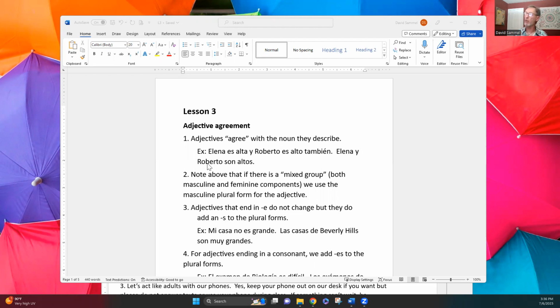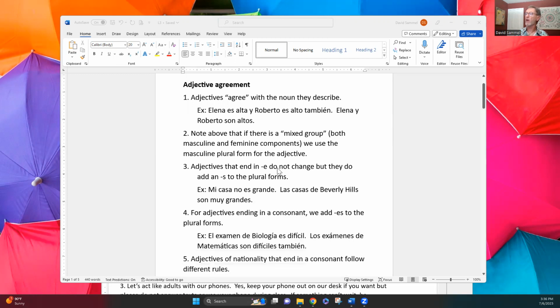Now, if we talk about them both, there's a mixed group and it was plural. There's more than one, so we have to add an S, and we use the masculine plural form of the adjective to describe a mixed group like that. So Elena y Roberto son altos. Note above that if there is a mixed group, both masculine and feminine components, we use the masculine plural form for the adjective, right?